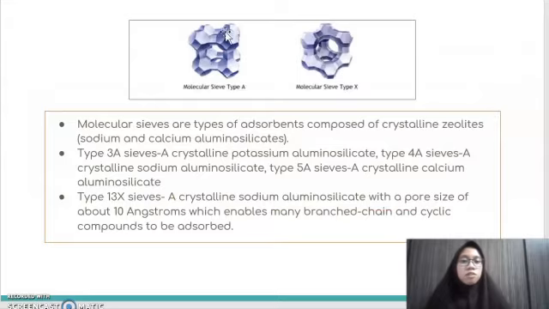Okay, so this is about the types of molecular sieve, which are type A and also type X. There are three types of type A, which are 3A, 4A, and also 5A. The difference between them is the element used, which are potassium, sodium, and also calcium. And for the type 13X sieve, the pore size is about 10 angstrom and enables many branch chain and also cyclic compounds to be absorbed.